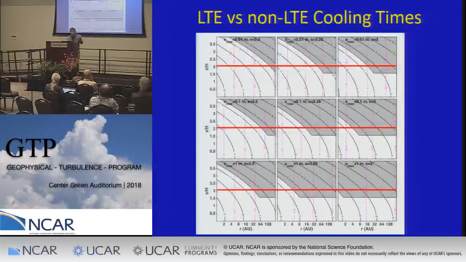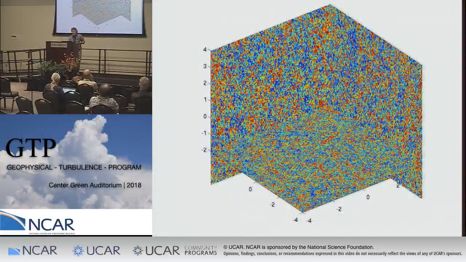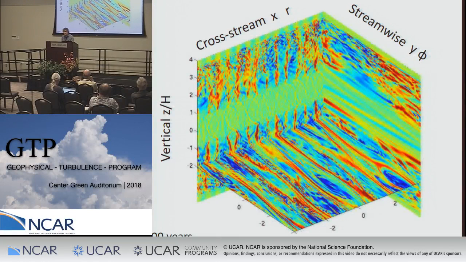What does the turbulence look like? And then I'll basically stop. Here's an initial condition. It's just Kolmogorov turbulence. You're looking at the vertical component of the vorticity. This is the vertical axis. This is the streamwise direction, this is the cross-stream direction. After about 300, 600 years, it looks like this.